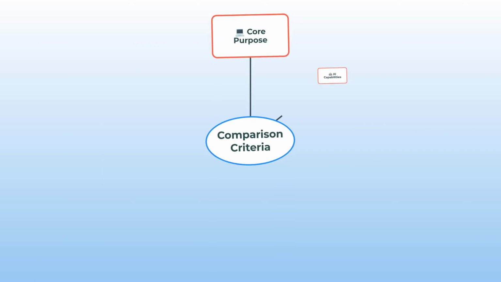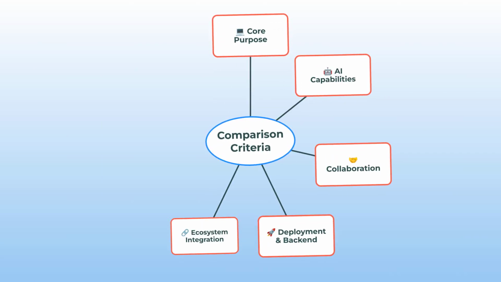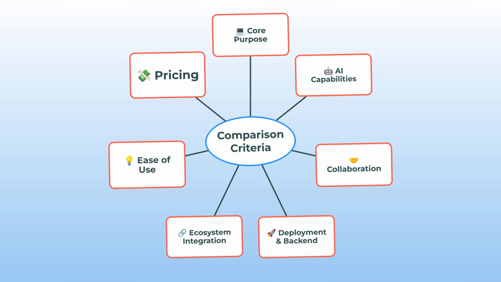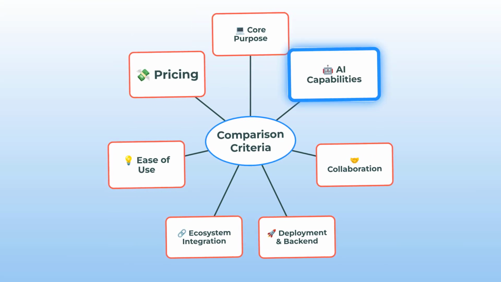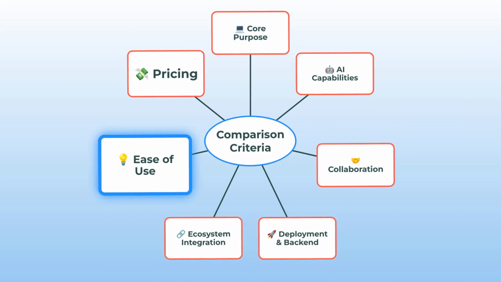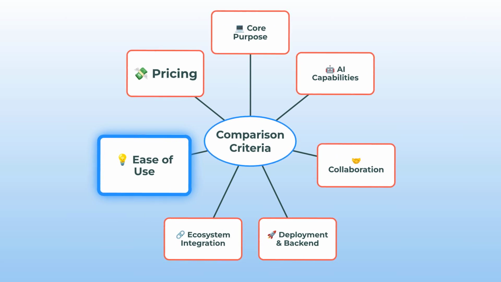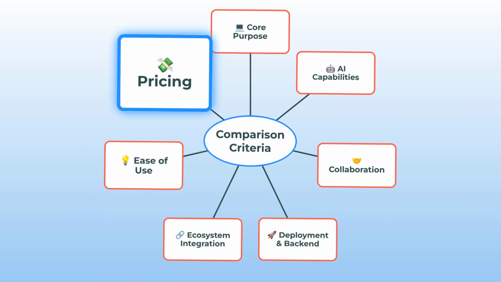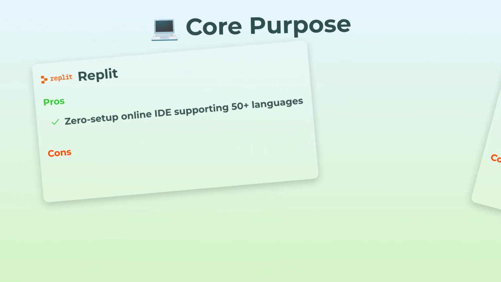Okay, before we get carried away, let's just take a quick look at all the categories I'll be comparing today. So we've got core purpose, AI capabilities, collaboration, deployment and backend, ecosystem integration, ease of use, and, oh yeah, super important, pricing. Alright, you ready to do this? Alright, let's kick off with core purpose.